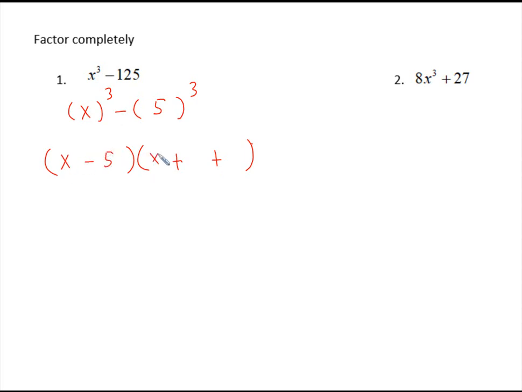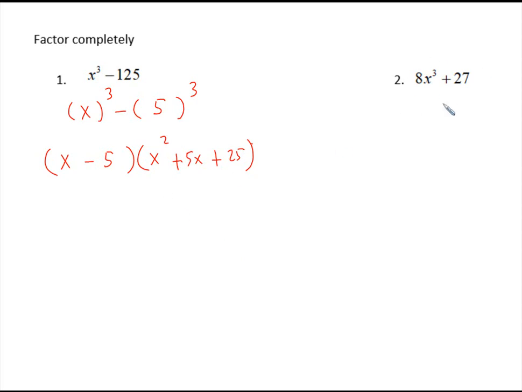I square the x, that's x squared. I multiply the x times the 5. Remember, when we're multiplying, ignore the signs, because we already have the signs in here. So x times 5, so don't think of it as a negative 5. It's just x times 5. It's 5x. Then 5 squared is 25.